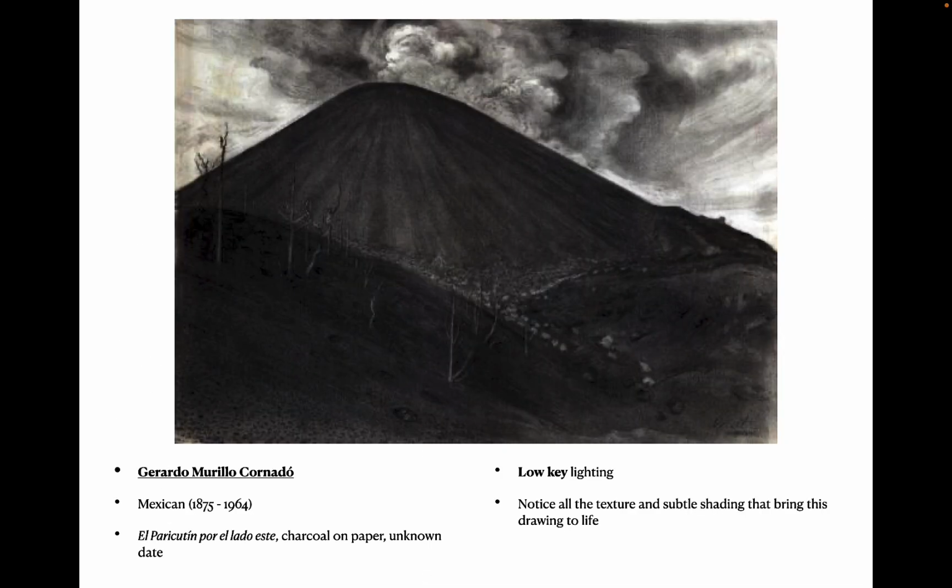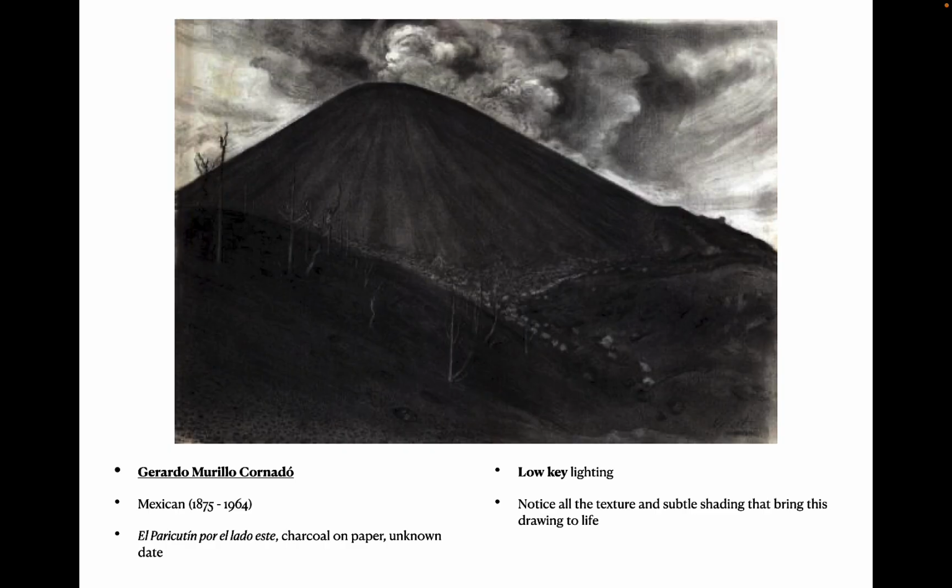This is a Mexican artist, not living. He died in 1964. It's Gerardo Coronado. And this is from a volcano. This is charcoal, so the medium that we'll be using. And I really wanted to show you this to show you what charcoal can do. It can create a lot of texture and a lot of subtle shading. I mean, the difference between the darks in the foreground and then these puffs of cloud and smoke that are coming out of the volcano.